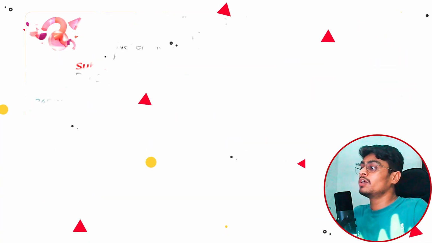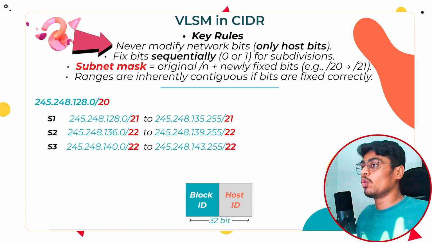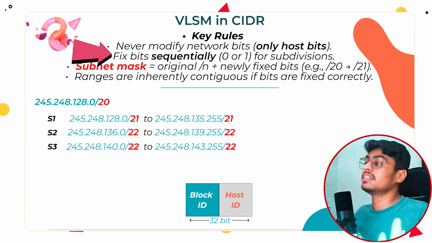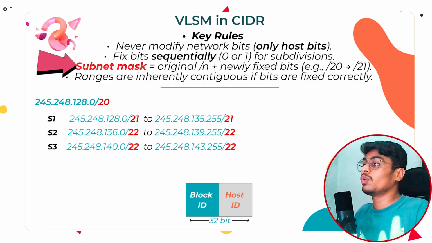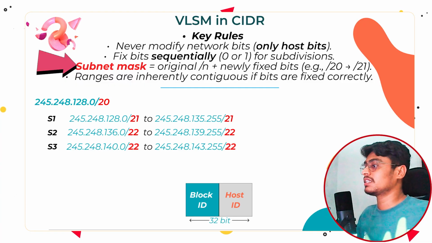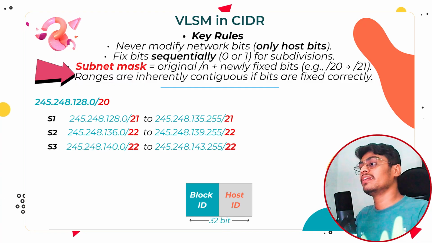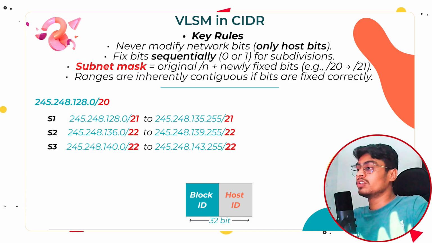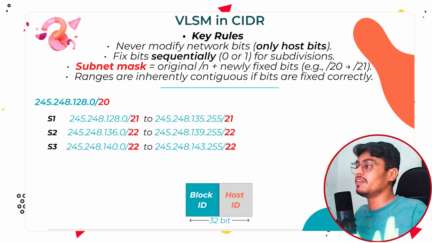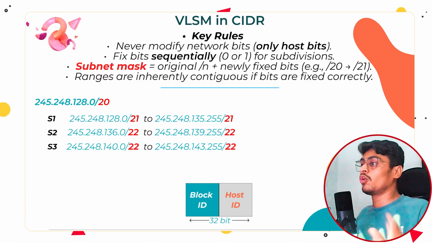Now the key points here: never disturb the network bits, only work with host bits. For the bit fixing strategy, fix 0 or 1 based on your division needs. Subnet mask calculation is the original network bits plus the newly fixed bits. Now continuity is automatic. When done correctly, ranges will become continuous. This is the whole approach. If you haven't understood this concept, then you can watch our previous lecture, classful VLSM in classful addressing, so your whole concept will be clear.